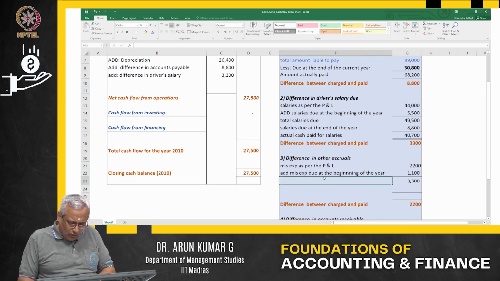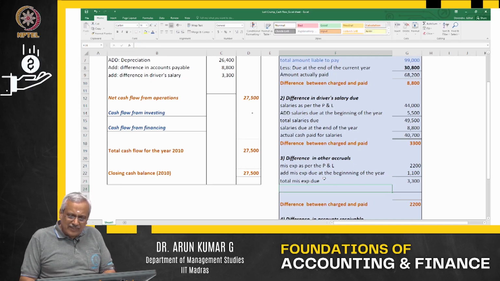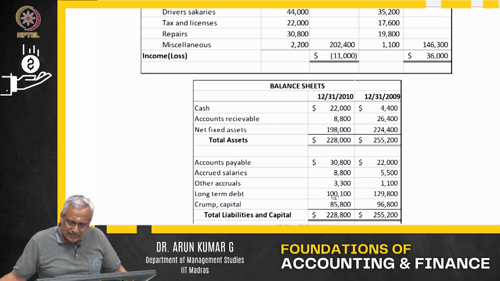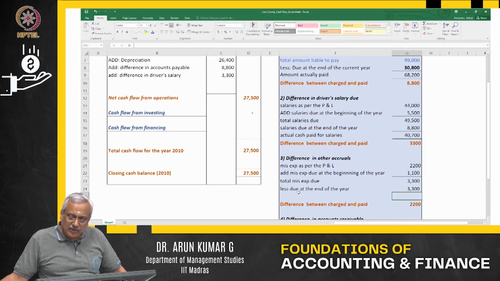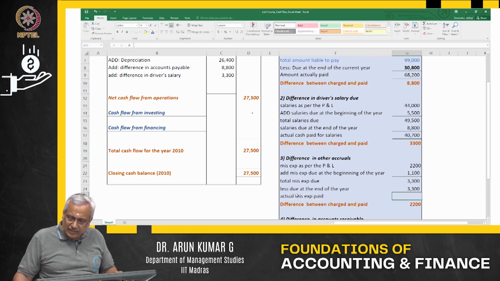That means, what is the total miscellaneous expenditure due? Total miscellaneous expenditure due is 3,300. What is due at the end of the year less what is due at the beginning of the year? The miscellaneous expenditure due at the end of the year is 3,300. So if you look at the actual miscellaneous expenditure paid in this particular case, it is this minus this, it is 0.